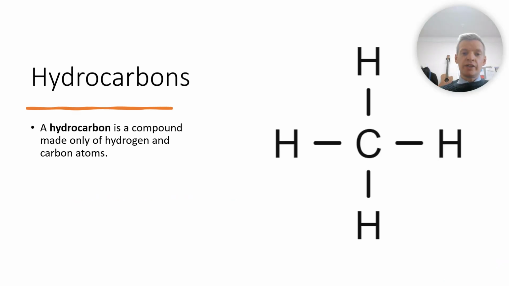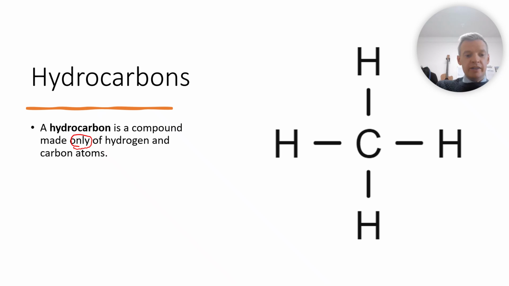So the first thing to look at with alkanes is recognizing that alkanes are a family of hydrocarbons, and it's really important that you know what a hydrocarbon means. And the clue is a little bit in the name. A hydrocarbon is a compound made only of hydrogen and carbon. I'm going to emphasize only, because it's really important that you put that in your answer. There's only hydrogen and carbon.